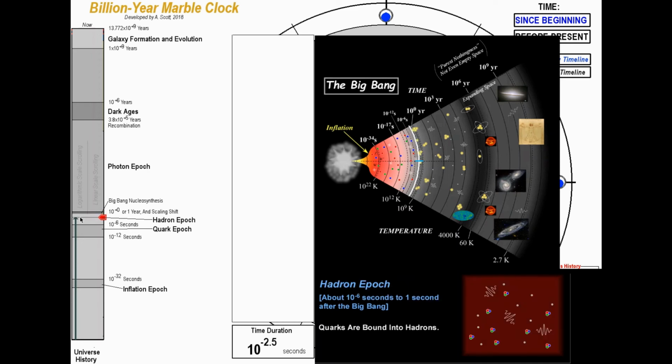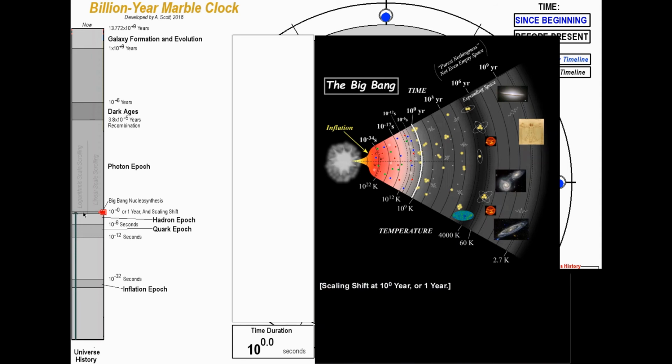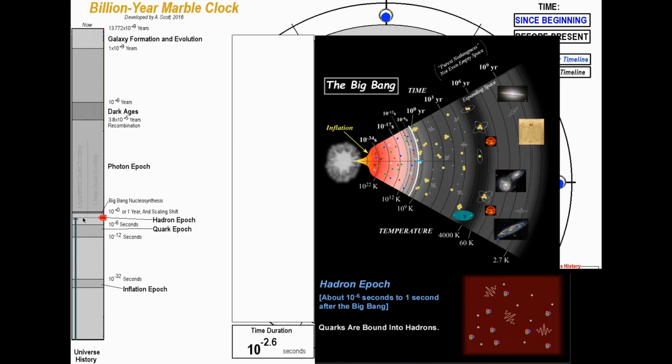We are now reaching the very fractions of a second since the beginning. Millionths of a second. From 1 second down to a millionth of a second, which is the hadron epoch, quarks began to form hadrons, which are either baryons, composed of 3 quarks, or mesons, composed of 2 quarks.